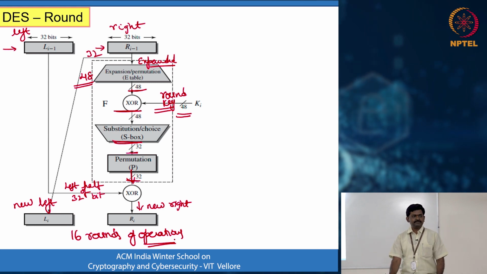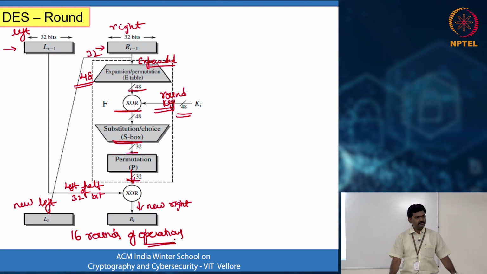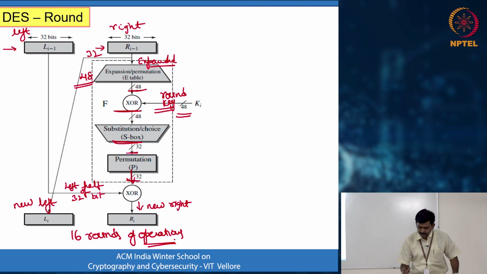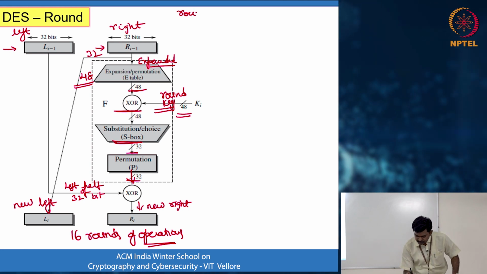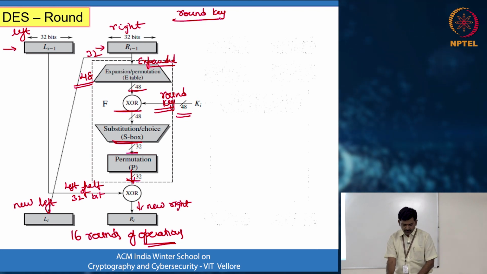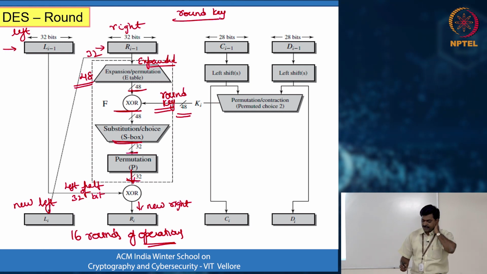(16 rounds). Now then the point is, for every round what you need? For every round you need a round key. How do you get it? That is from the key schedule algorithm.